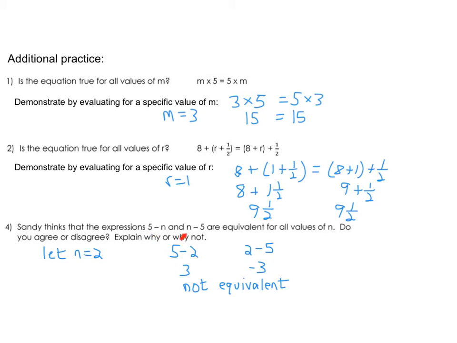However, I have subtraction here. So I let n equal 2. I did 5 minus 2, and I got 3. But when I do 2 minus 5 and change the position, I get negative 3. So they are not equivalent, so we've already talked about this. It does not hold for subtraction. All right, go ahead and turn to the next page.